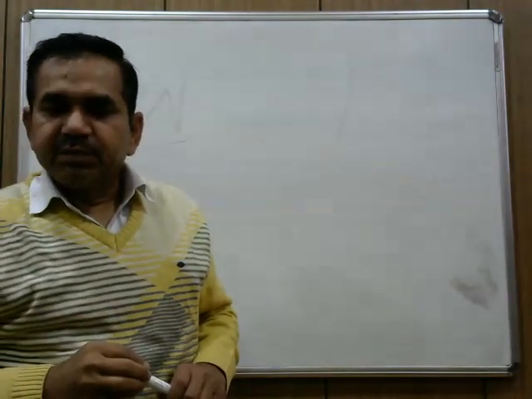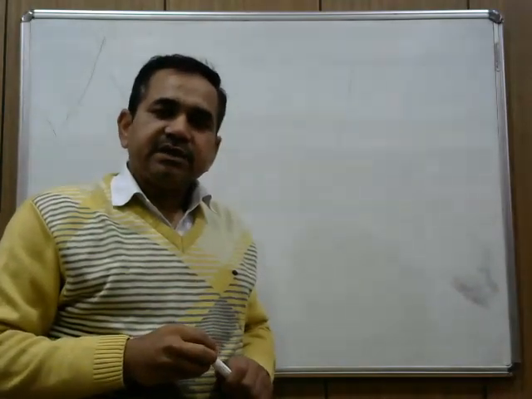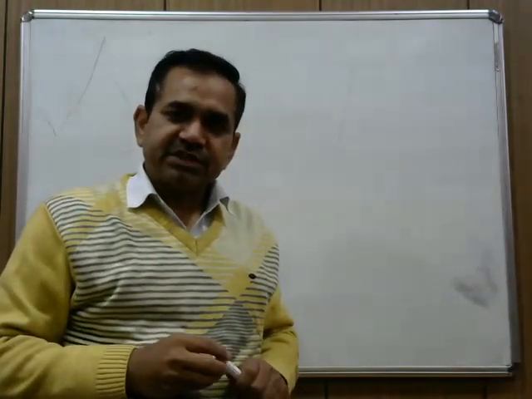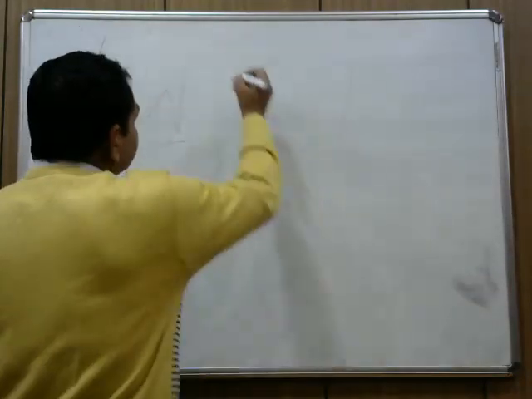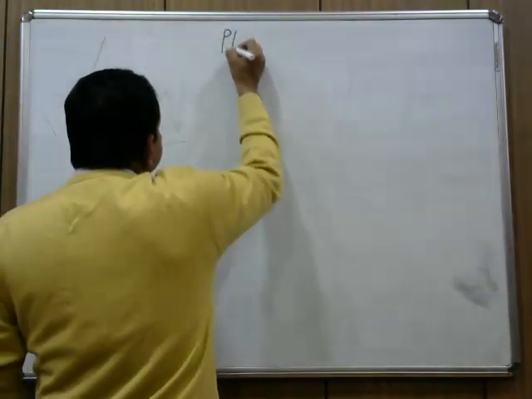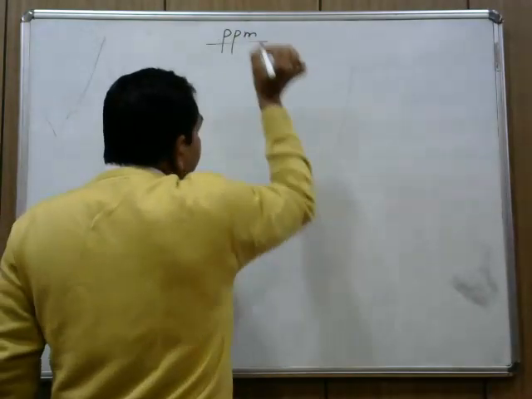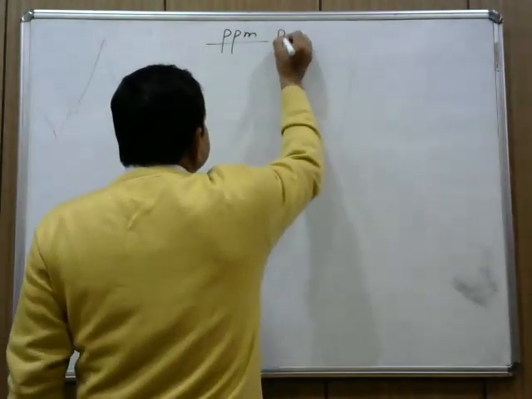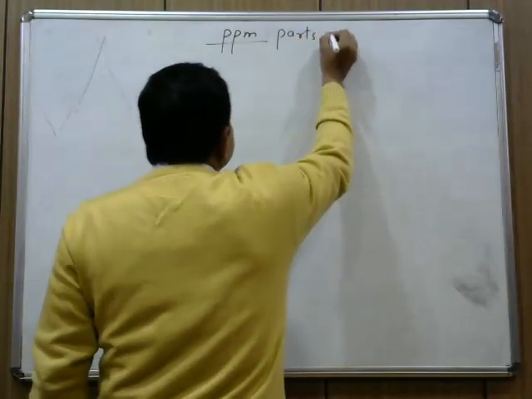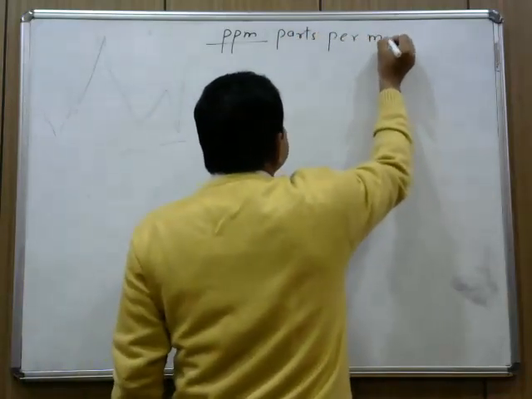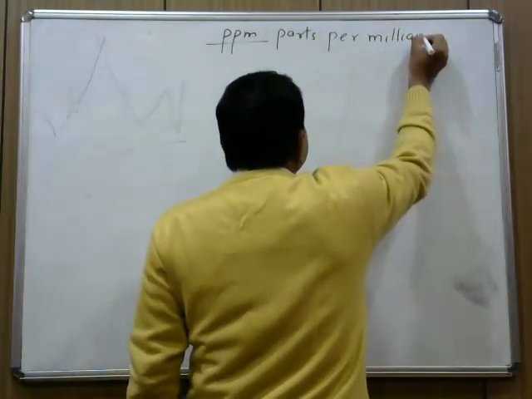Now we come to the next method for expressing concentration. This is called ppm, or parts per million.